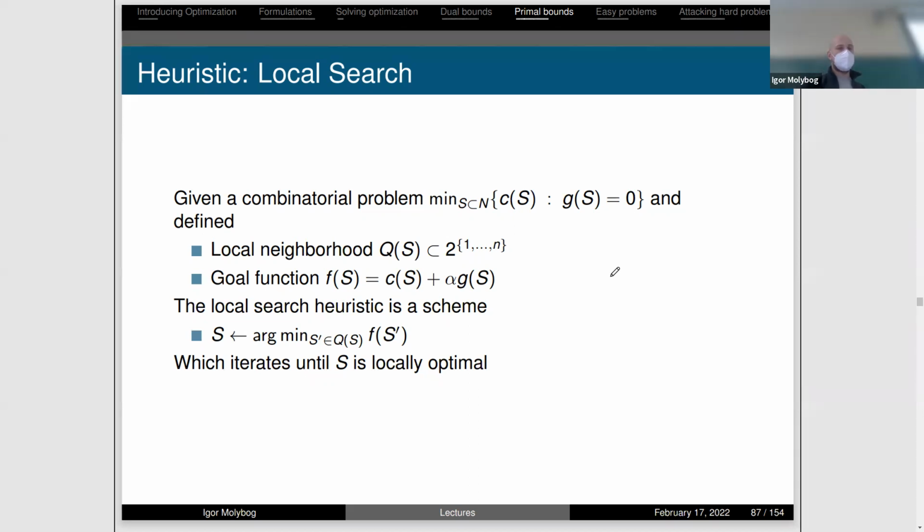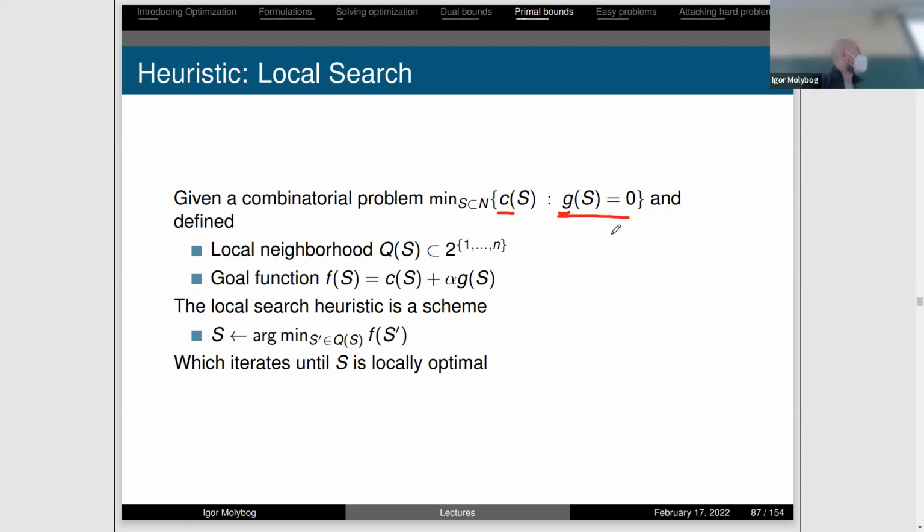So again, talking about a combinatorial problem, we are talking about the minimization of an objective C subject to an infeasibility function G, but this time we're going to be talking about the equality constraint. So the infeasibility function of the set S needs to be equal to 0. We're going to assume this without loss of generality because you can just define your function G to be the indicator function of some system of inequalities or something.